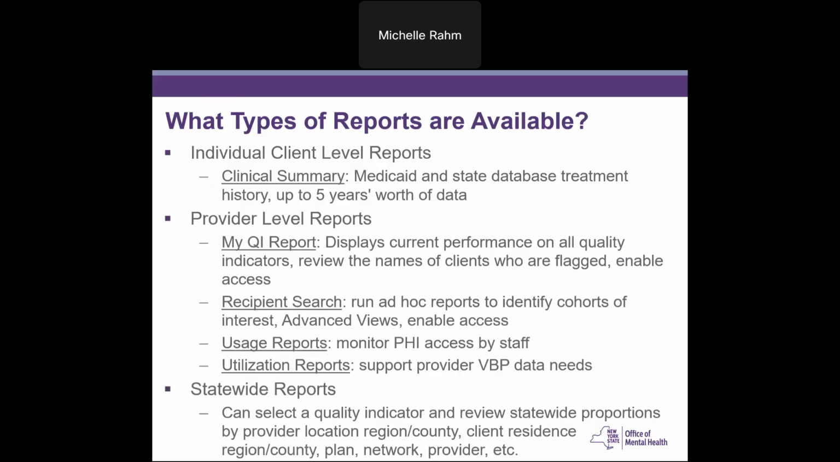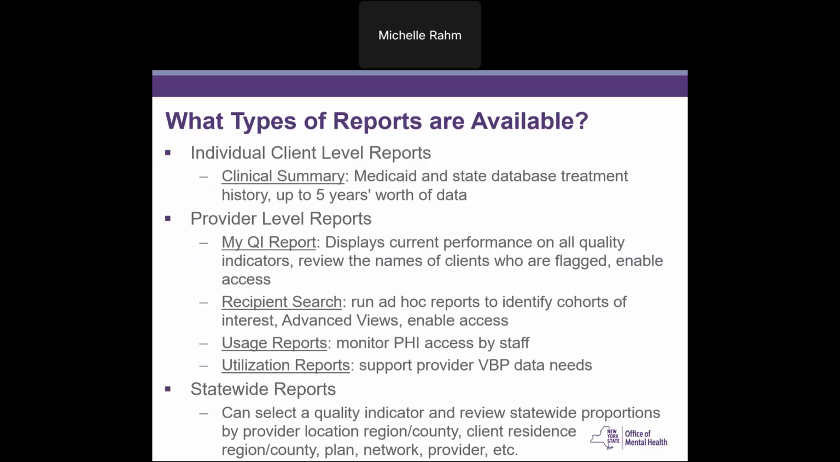So we have My QI report in PSYCKES, and that displays the current performance on all quality indicators by calculating a prevalence rate. So you can drill into a specific indicator set and then into an indicator and review the names of clients who are flagged for that specific indicator. And you can also enable access within My QI report.